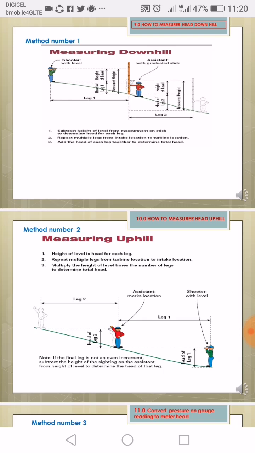Then you can work it out here and measure the height. You can look at this drawing here, and by subtracting the height of the level, this height of the level here, and the height of all the marking pins, you take the height from the top height here, and you get the head of leg one.